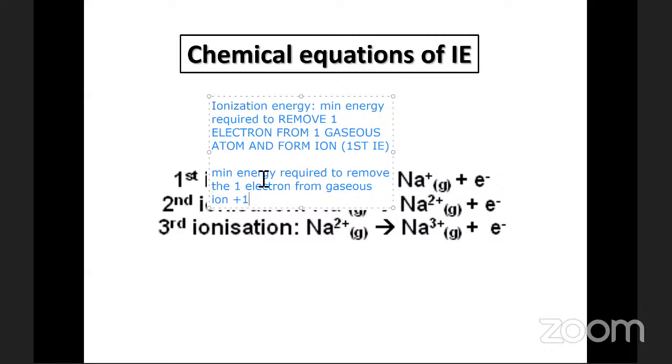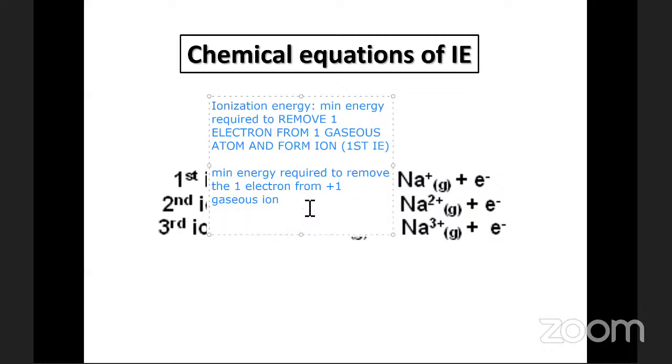For the second ionization energy, it is the minimum energy required to remove one electron from a gaseous ion. The same thing is also acceptable, so there are many definitions you can write. Or if you don't like that, you can say the energy required to remove the second electron from a positive one gaseous ion. That is the second ionization energy. The third ionization energy is the same: the energy required to remove the electron from the second gaseous ion. So that is the definition.